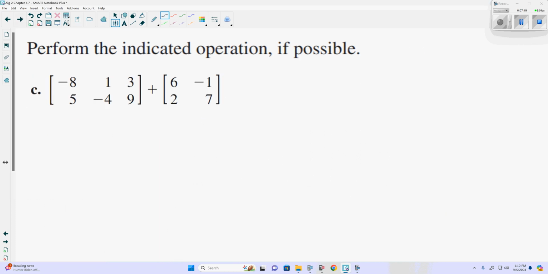C, so we're going to add these two together. We have addition, yes? It is indeed undefined, and I will show you exactly why. Because if we went through and started adding, we would say negative 8 plus 6, yes? And our next one would be 1 plus negative 1. Then we would have 3 plus, do we have an element corresponding to 3?